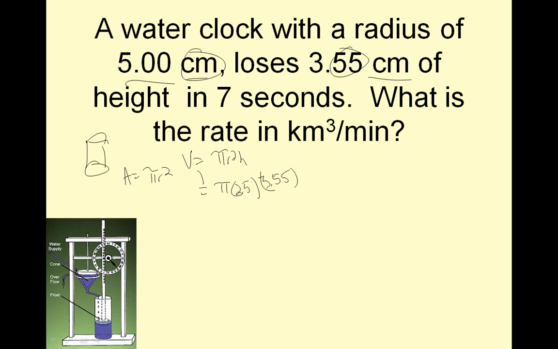So 3.14, I know I could use the pi button, I don't know where it is. Times 25 times 3.55 is 278.675. I don't round yet because I only want to round once. Now, that's going to be in 7 seconds. So what I'm going to do is I'm not even going to get an answer for that. I'm just going to put it right here. And then I'm going to change that per 7 seconds, right?